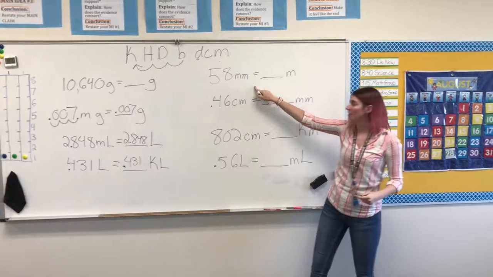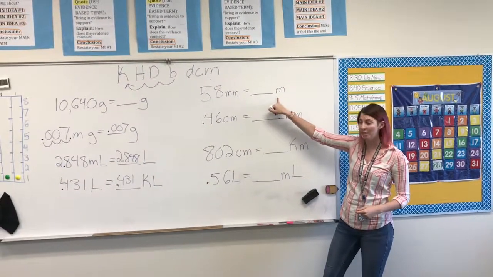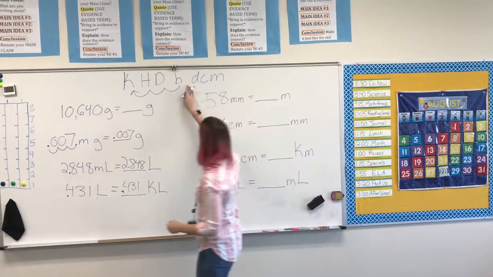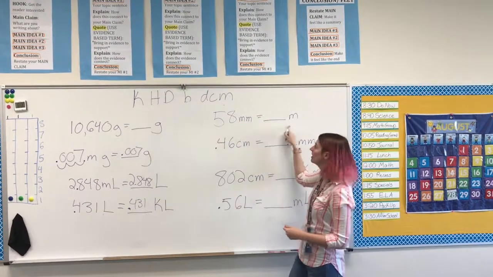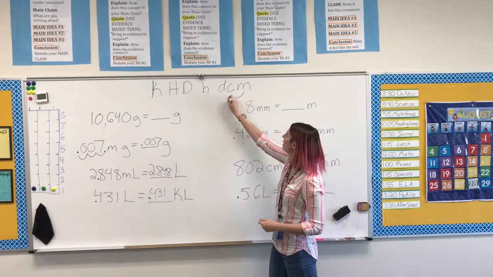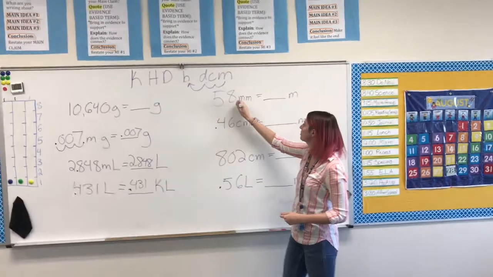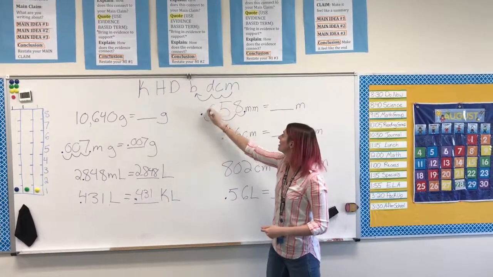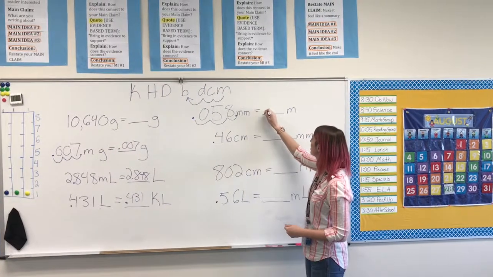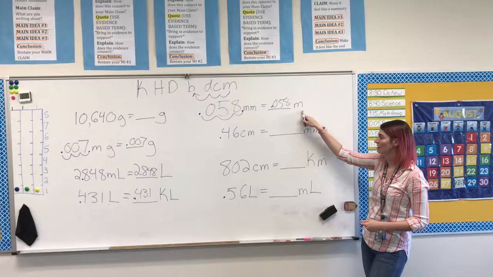Now here we are in millimeters. 58 millimeters going to a base unit of meters. So using my chart, I'm going from millimeters to a base unit. Millimeters, 1, 2, 3 to the base unit. Moving your secret decimal, 1, 2, 3, blank space, 0. So our new number, 58 thousandths meters.